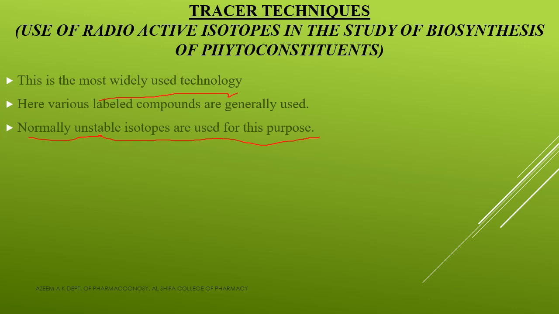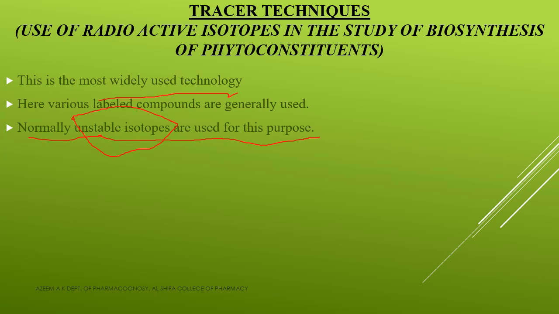And here normally unstable isotopes are used for this purpose. Why are we using these unstable isotopes? Because they have the capacity to retain their radioactivity even after being incorporated in the chemical reactions.